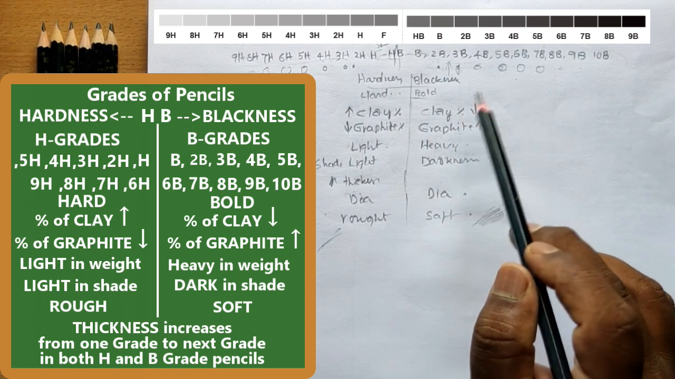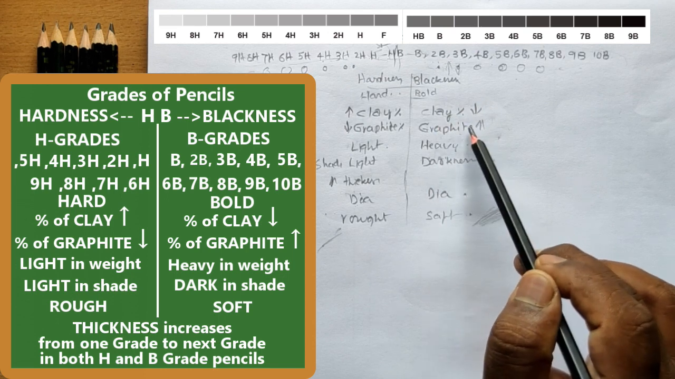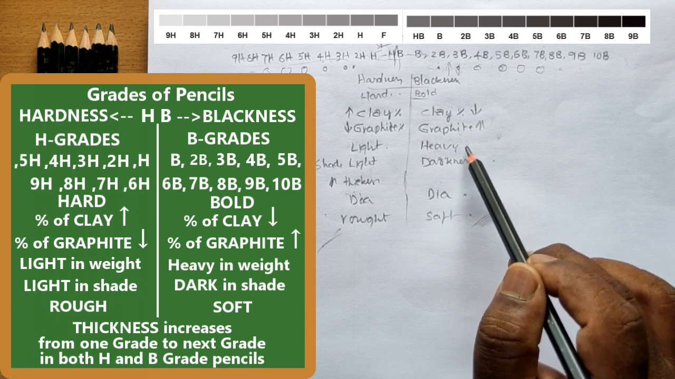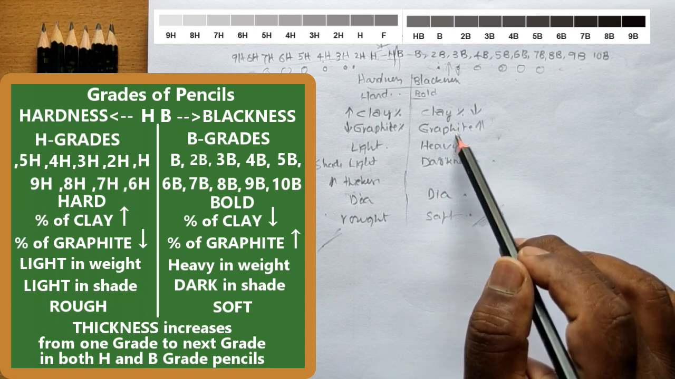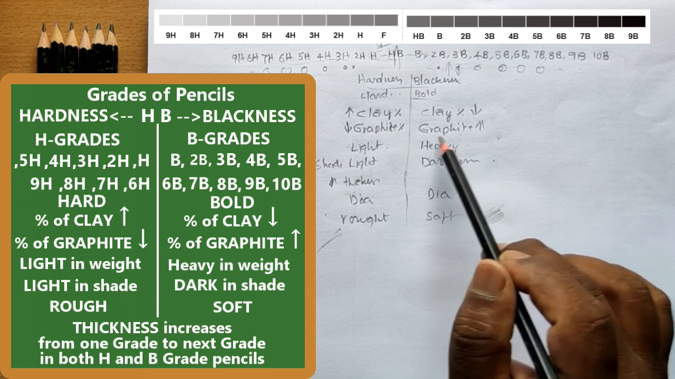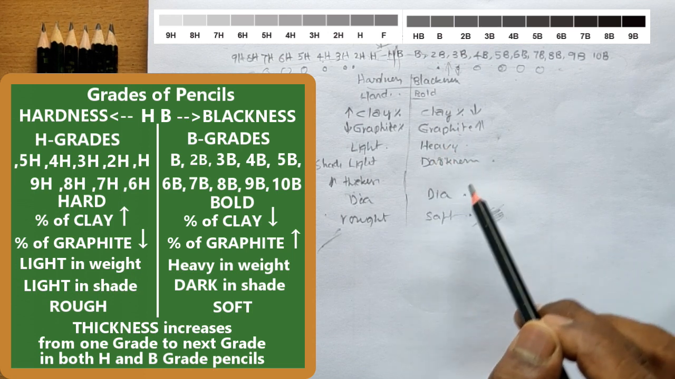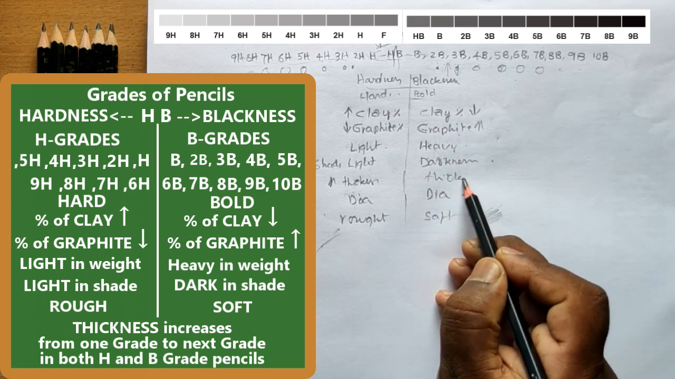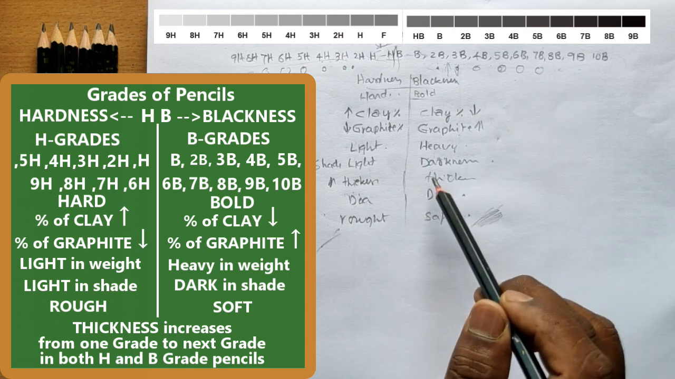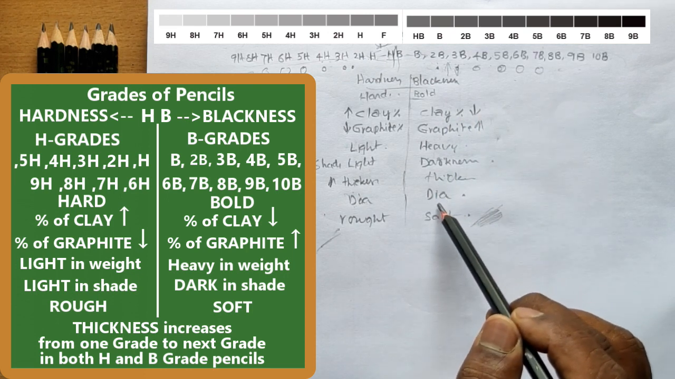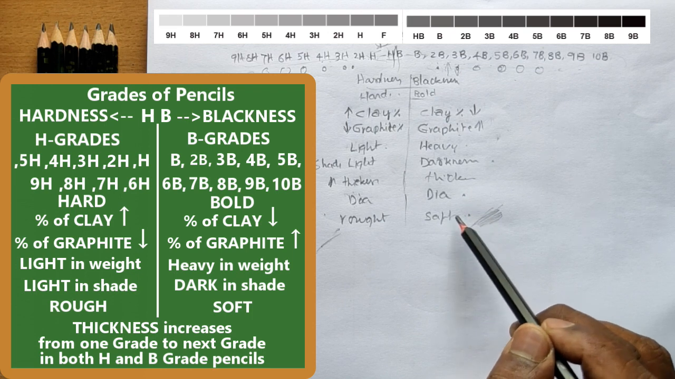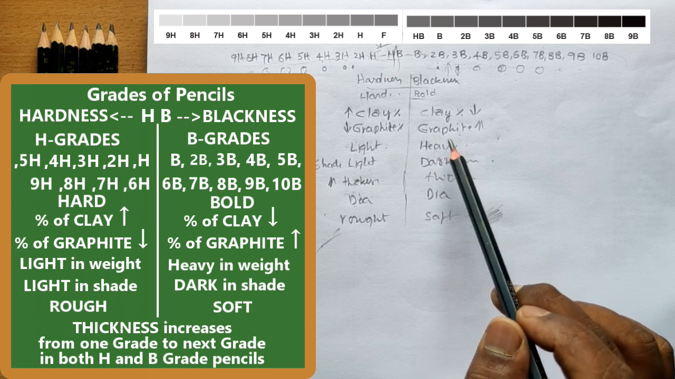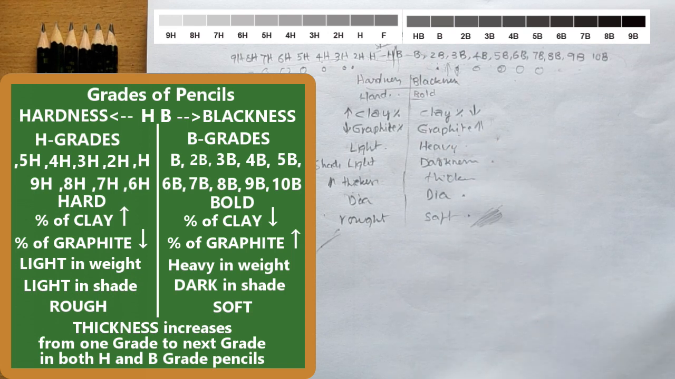Whereas in this one, the clay percentage reduces and the graphite percentage increases. These pencils become heavy as they use more graphite from number to number. As the graphite increases, it produces more darkness. The thickness is common to both pencils: when the number increases, the thickness and the diameter increase. And these are very soft in shade as the graphite increases from number to number. These are the different grades of pencils.